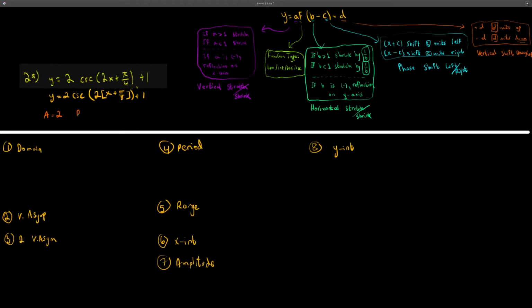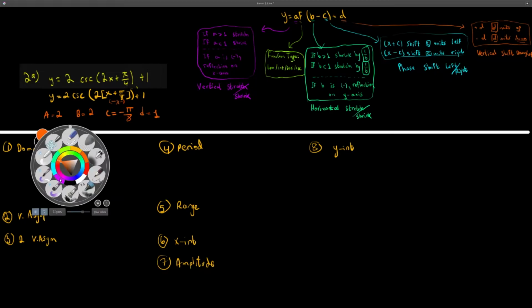b is equal to 2, c is equal to negative pi over 8. Why is it negative? Because it's positive, and minus times minus gives you positive. So it's going to be negative, and then d is 1.